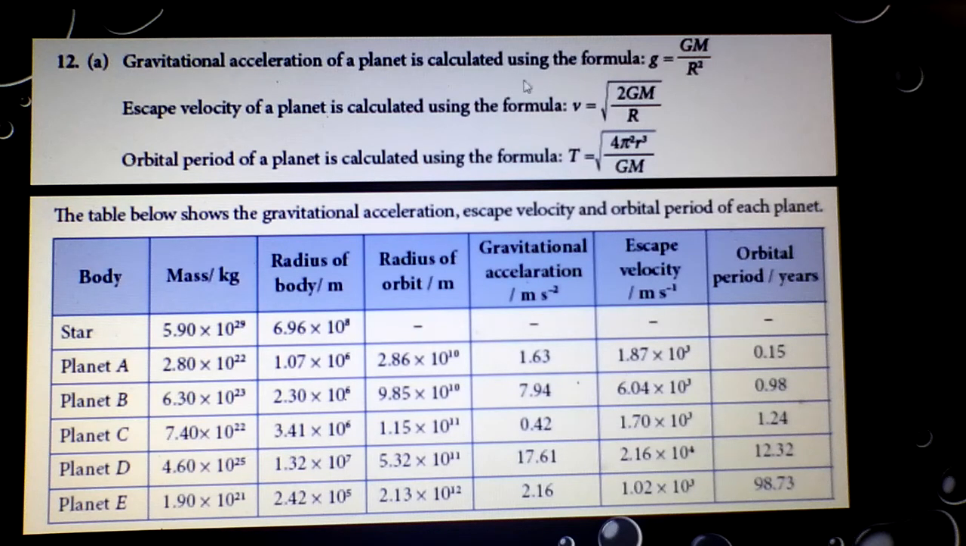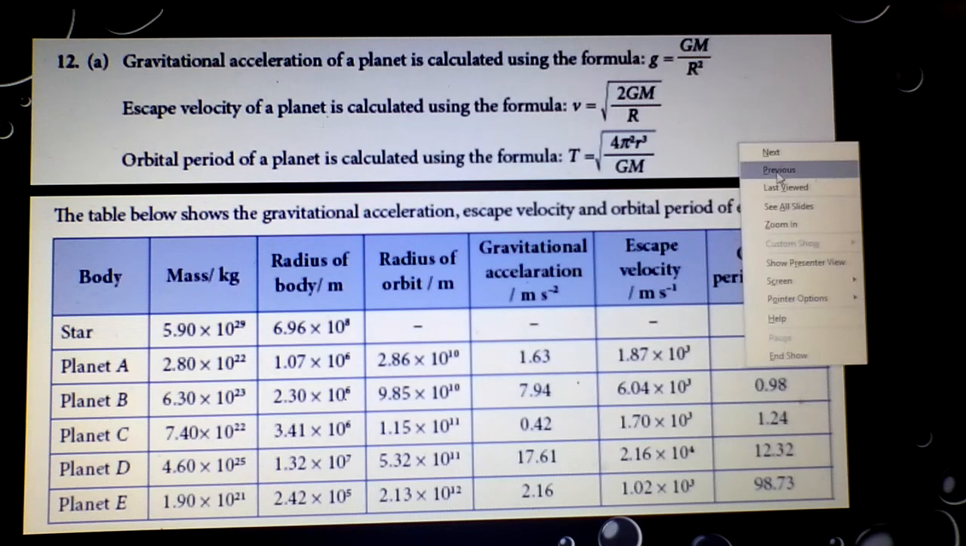So for gravitational acceleration, we use the formula g equals GM divided by r squared. Escape velocity, v equals the square root of 2GM divided by r. Orbital period of a planet, T equals the square root of 4 pi squared r cubed divided by GM. So you must know all the formulas here. Here all the values are already calculated for you. So you can pause this part and calculate one by one and check whether you get the same answer or not. So for that one, you calculate the first part.